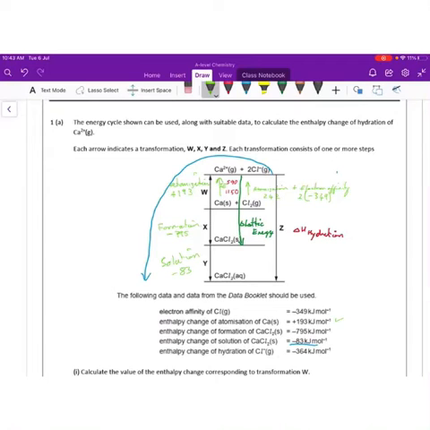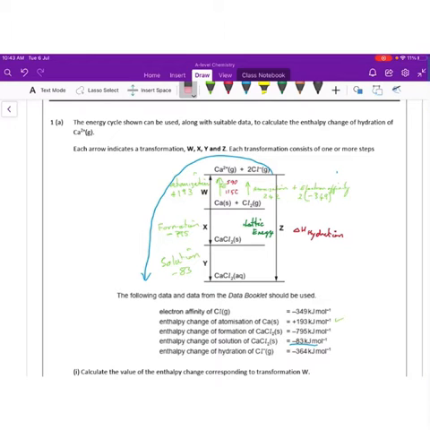Change of solution for calcium chloride, and then also enthalpy change of hydration of a chloride gaseous atom. Okay, so let's first see what is going on in here and identify a few things. So this arrow is just a bit thick and in the way at this stage. We'll bring it in now.